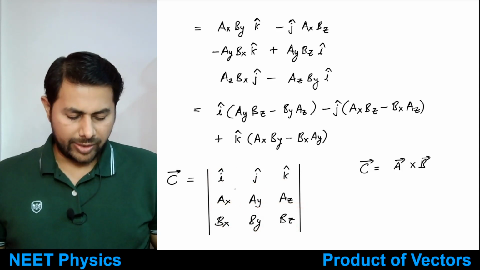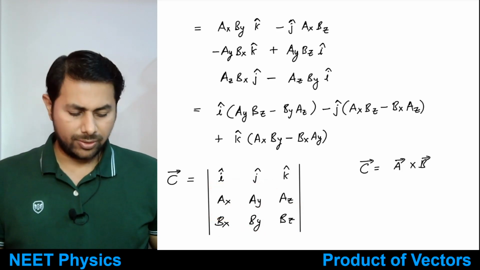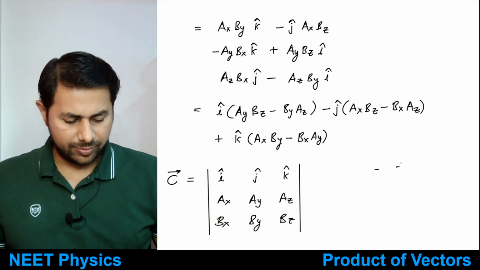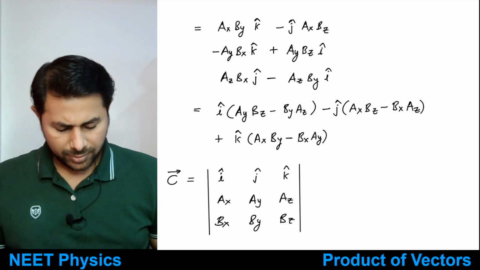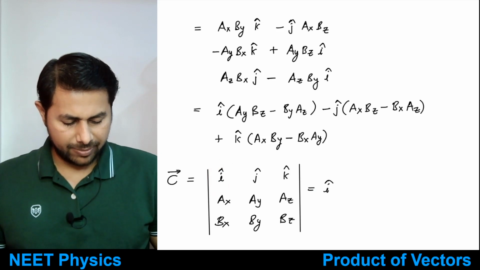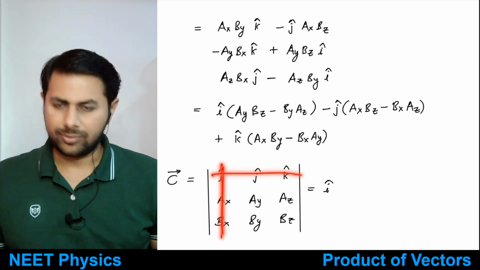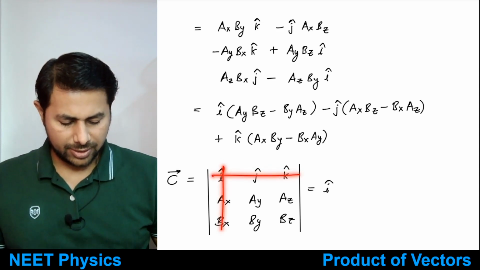Then what is the result of this determinant? This thing is equal to, now write i cap, then hide this row, sorry, this column and this row. Hide this row and this column.